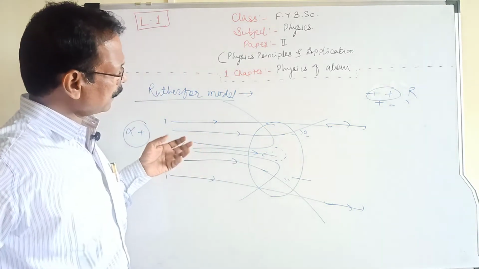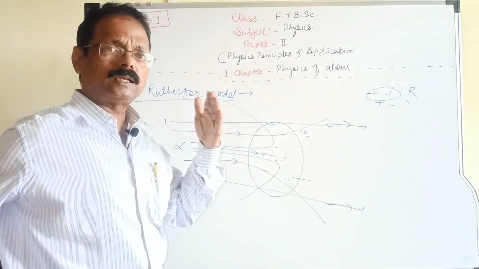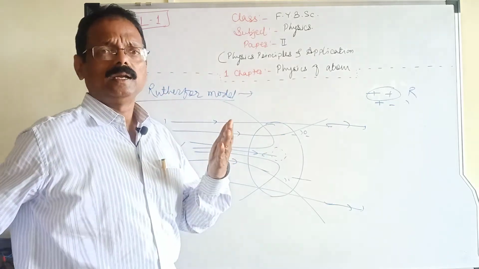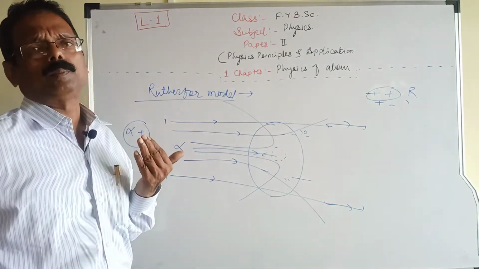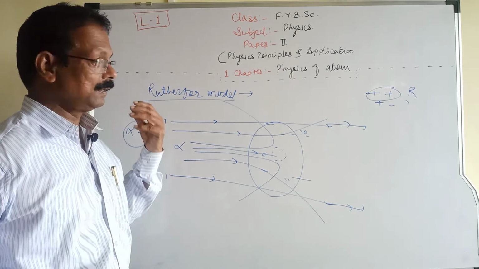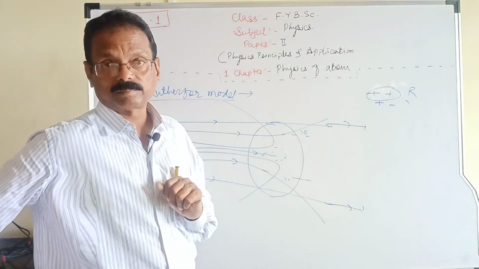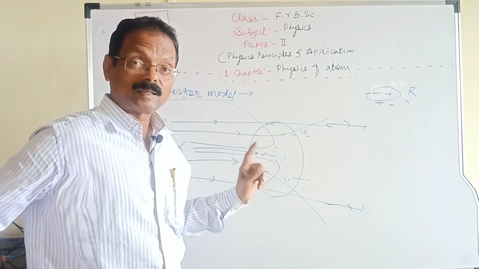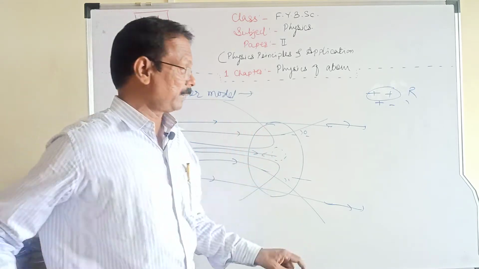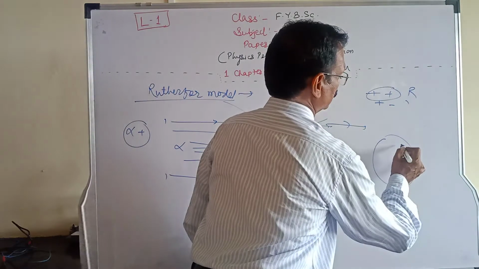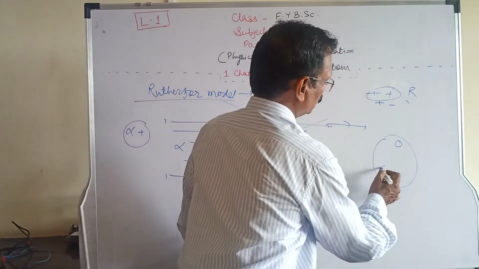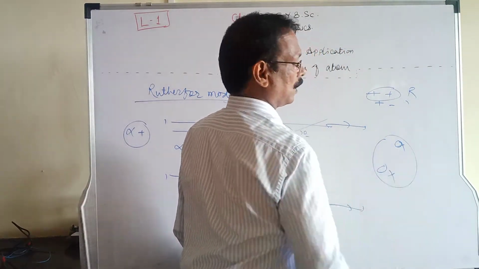And again we know that if the ray is on the central portion of the atom, it is reflected back along the previous path. The meaning of that is nothing but the central portion must be massive. Another point is that the massive portion is at the center of the atom.